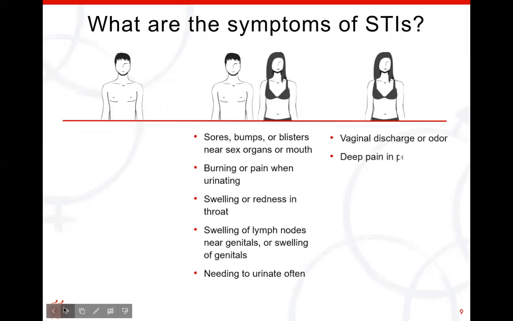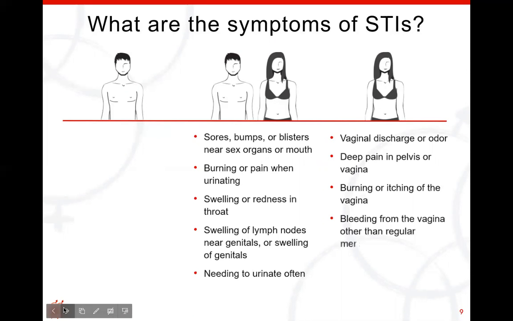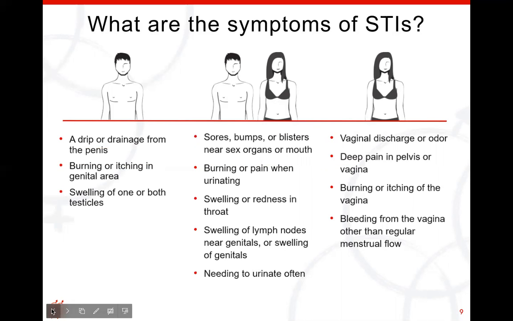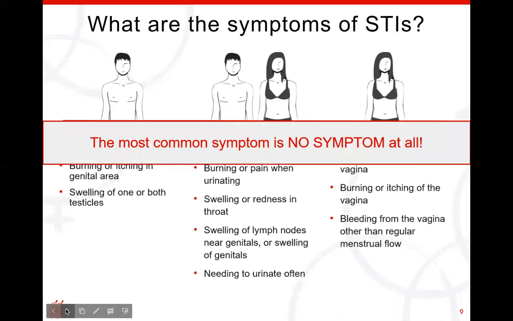For people with vaginas, it could be a vaginal discharge or odor, deep pain in the pelvis or vagina, burning or itching in the vagina, or bleeding from the vagina other than the regular menstrual flow. And for people with penises, it could be a drip or drainage from the penis, a burning sensation or itching in the genital area, and swelling of one or both testicles.